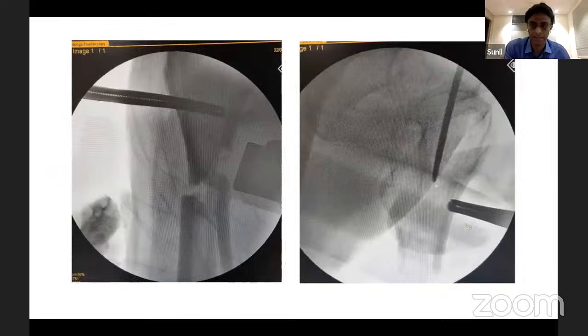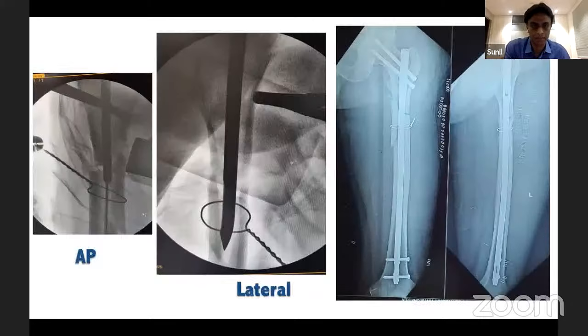So again, the same technique, you can see the artery clamp coming in, and then my entry, and I felt my reamer was going into the medial side persistently, because that is the pathway of least resistance. Your nail tends to go in the medial side through the comminution.